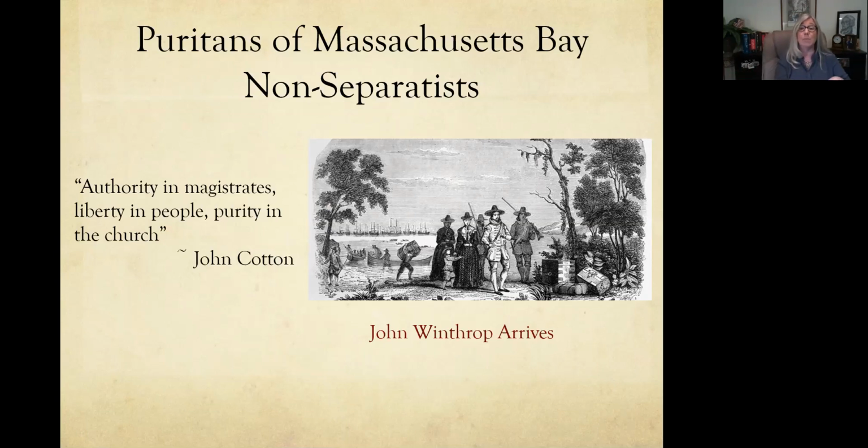And so these non-separatist Puritans, they're very, very conscious of the image that they're presenting and the success that they want to demonstrate to the world to show the Church of England that they've got to change. All right, so John Winthrop arrives here in 1630, and here's John Cotton talking about authority in the magistrates, liberty in the people, and purity in the church, right? This is what we've really got to achieve.